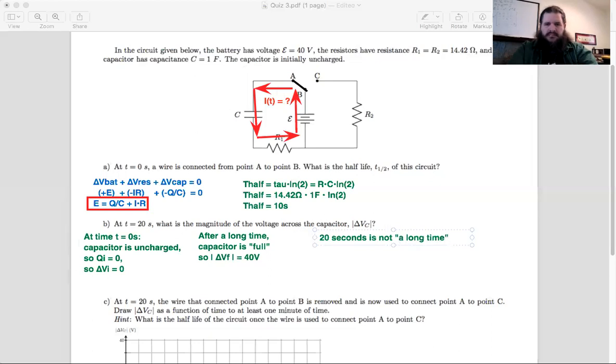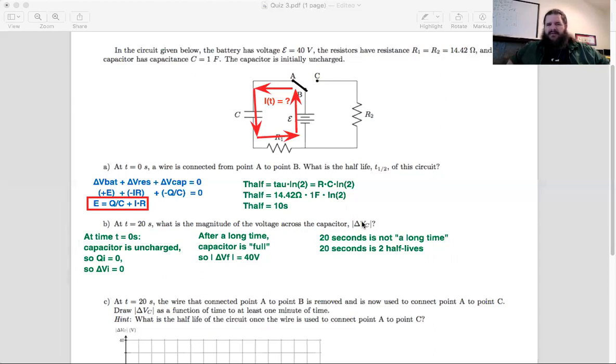Do we use the half-life? Yeah, how many half-lives is this? Oh, it's 2. Right, 2 half-lives. And what does 1 half-life mean? 1 half-life is the amount of time for what to happen? Half the current. Half the current.